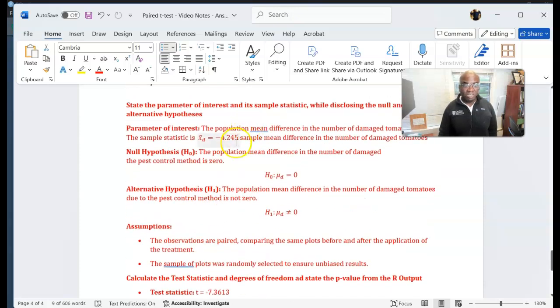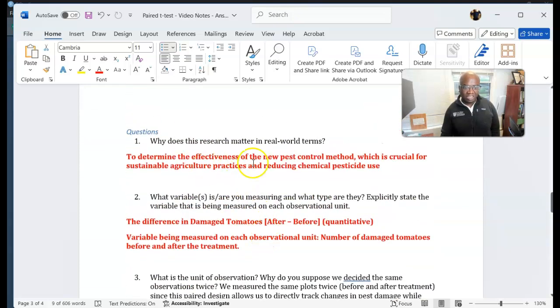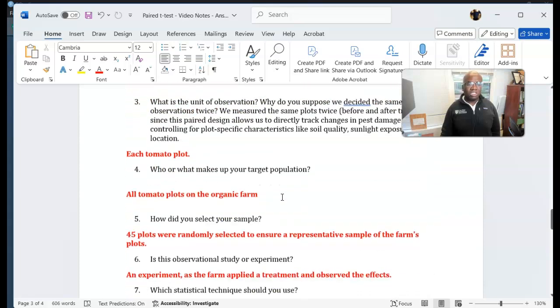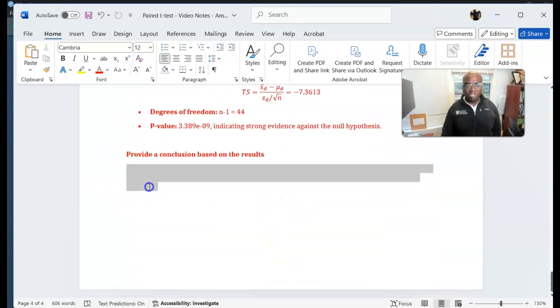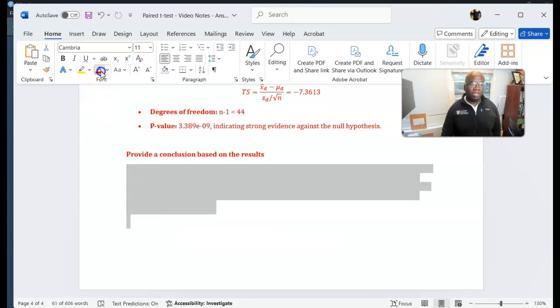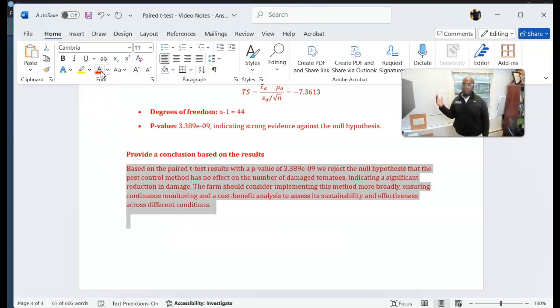What this means in terms of context is that our pest control works. This new pest control mechanism definitely works. So let's use it again on more plots, right? Based on the paired t-test, we have a p-value of 3.3 times 10 to the negative 9, so we decided to reject the null hypothesis. We have extreme evidence against the null hypothesis.